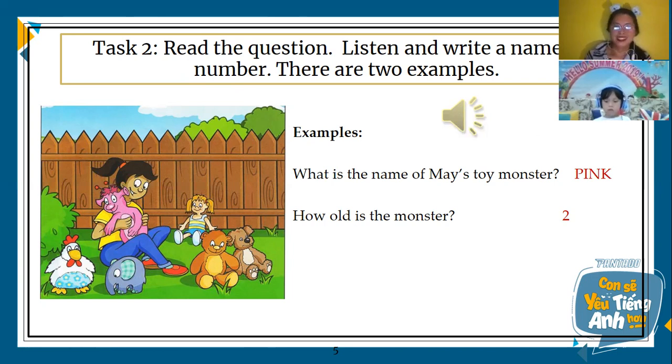Part two. Look at the picture. Listen and write a name or a number. There are two examples. Hello, May. Is this your monster? Yes, his name's Pink. Is that P-I-N-K? Yes, that's right. How old is he? He's two. Two? That's very young. Yes, he's a small baby monster.